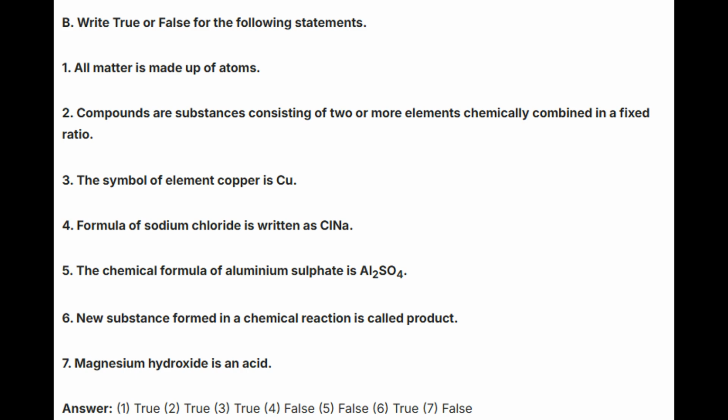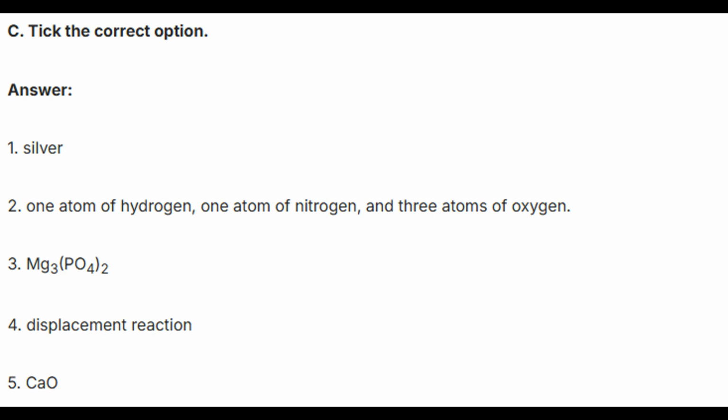False. Fifth, the chemical formula of aluminium sulfate is Al2SO4. False. Sixth, new substance formed in a chemical reaction is called product. True. Seventh, magnesium hydroxide is an acid. False. C. Take the correct option.